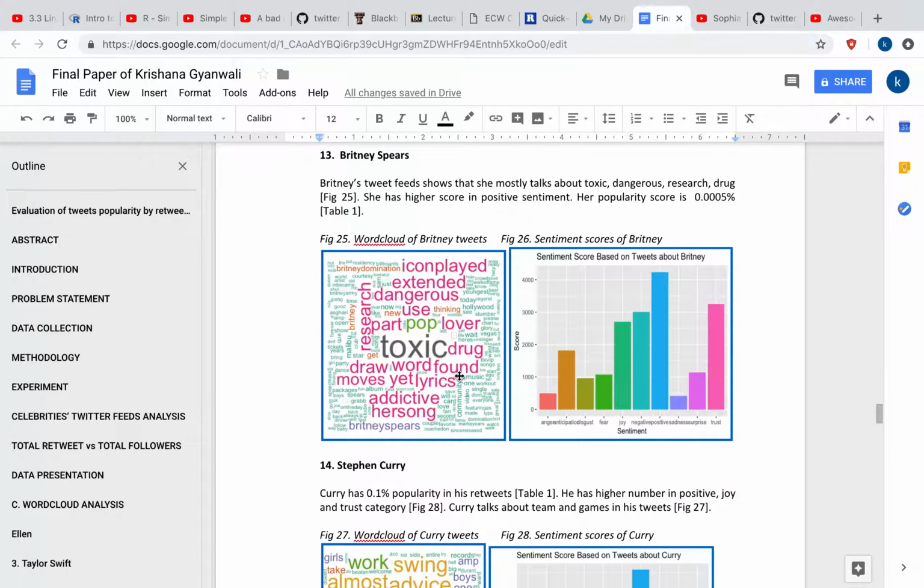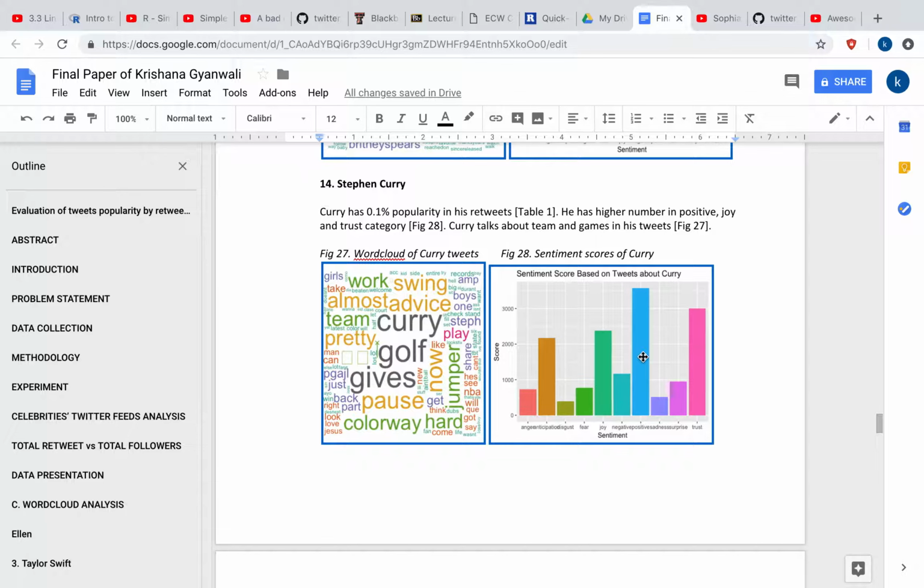Stephen Curry, this is one thing I wanted to highlight here. When you see Curry's tweets, he mostly talks about golf and games, and swing, work, pretty, golf, pause, colorway. Those things are there. But when we see his sentiment, his joy score, trust score, and positive score are higher. A lot of his followers retweet his tweets. His popularity score is 0.1%, which is a lot better than the other celebrities mentioned above.